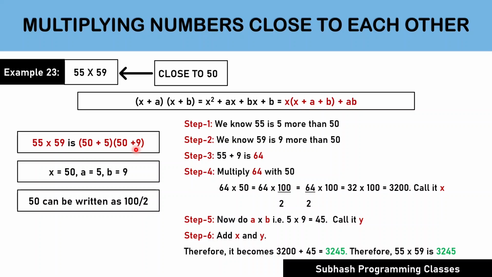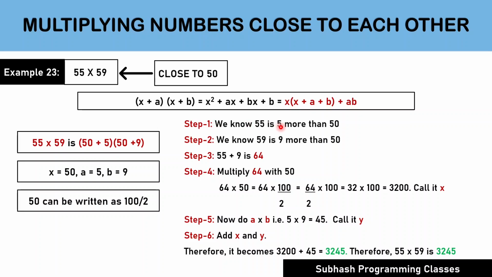In that case, comparing this with the algebraic expression, we can easily understand that x is 50, a is 5, and b is 9. And also we understand that 50 can be written as 100 divided by 2. Now follow these steps that I am going to show you, and it is required that you memorize these steps to do the multiplication. And also understand this, these steps are not the same as we did earlier for those numbers that were close to 100. These steps are completely different from those that we solved in the earlier problem. Now, to multiply two numbers which are close to 50, follow these steps.